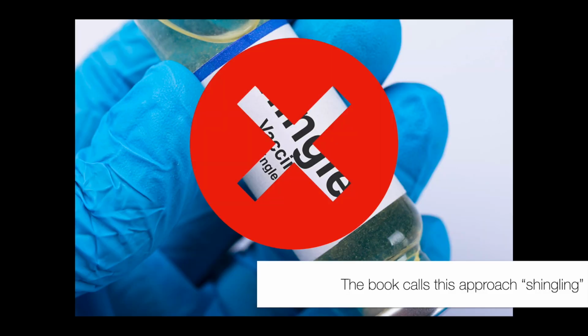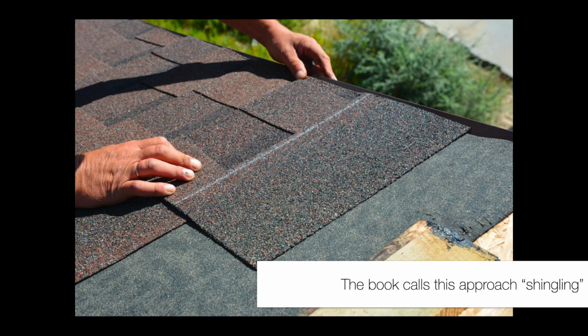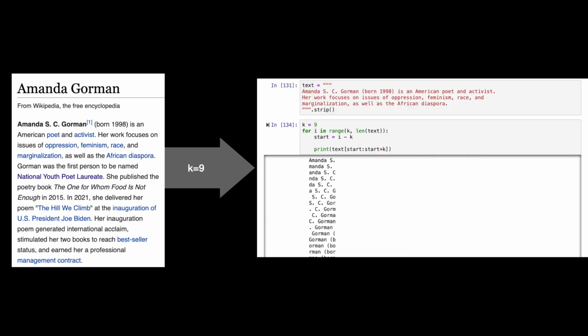So the book calls this approach shingling, not this kind of shingling, but the idea or the intuition is this kind of shingling. We can extract these overlapping shingles of letters, or runs of letters, from our documents. So if we have the Wikipedia article for Amanda Gorman, and we set k size to be 9, then it's actually relatively straightforward to take this text and create these shingles. These are essentially, you could think of these as all sorts of words in our document.